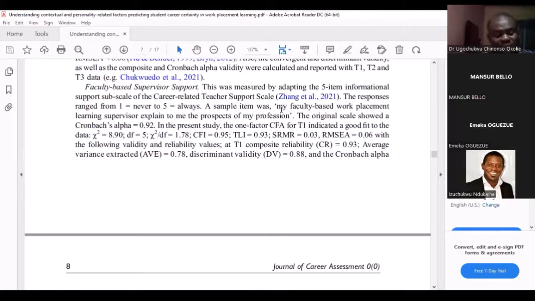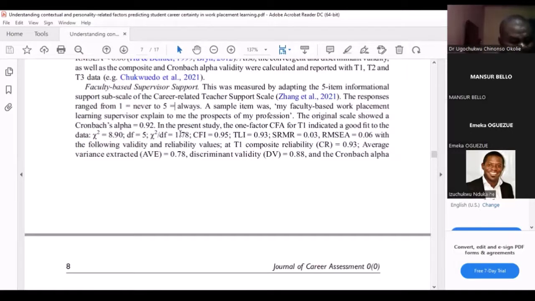If anybody is interested, you go to this reference, and then you will see the items. They are there. The authors validated them and listed them for you to adapt them and conduct a similar study in other contexts.